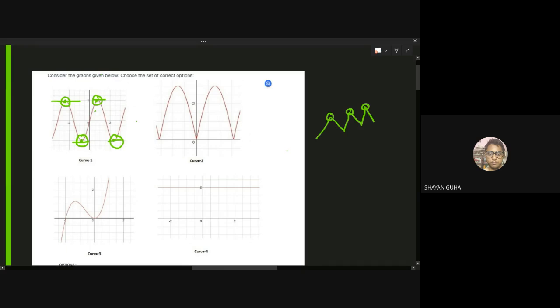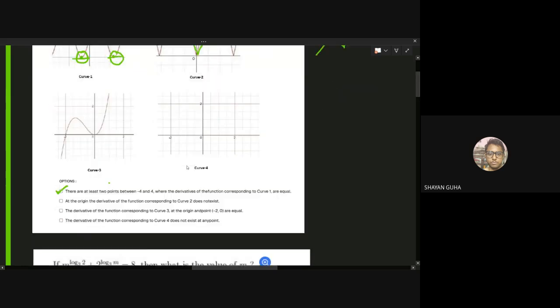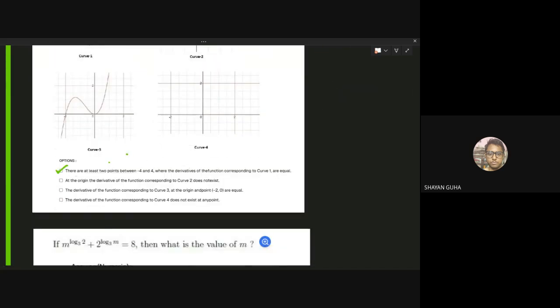Since the tangent for a curve should be well defined, if a particular point has more than one tangent, then at all those points we can say that the function is not differentiable. So we can see that in this curve there are pointy edges. This is a pointy edge. So if I consider the derivative at this point, the derivative at this point won't exist. So according to it, the second option should be correct. So at the origin, the derivative of the curve should not exist.